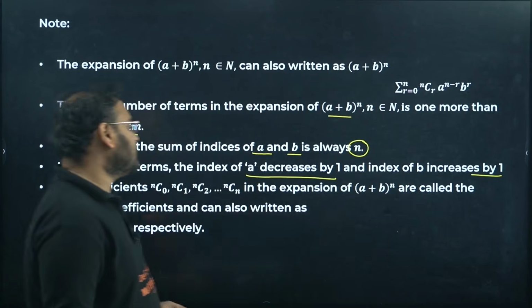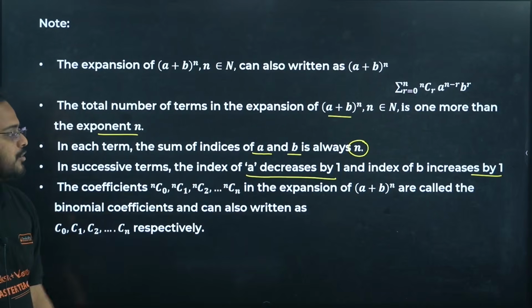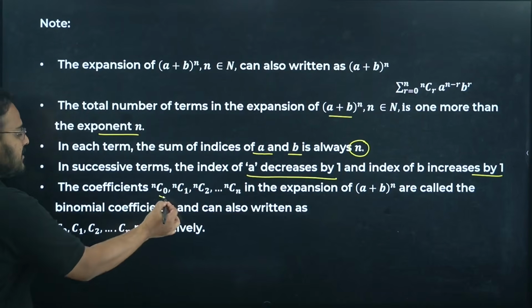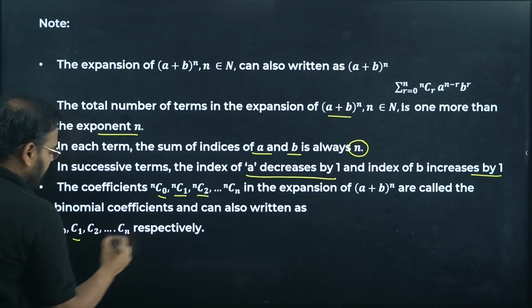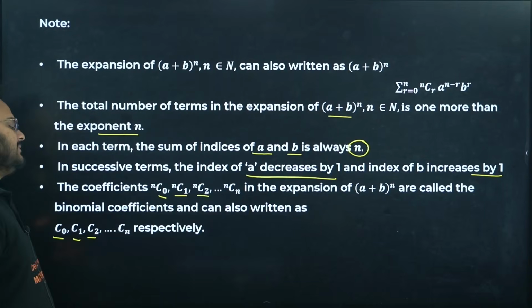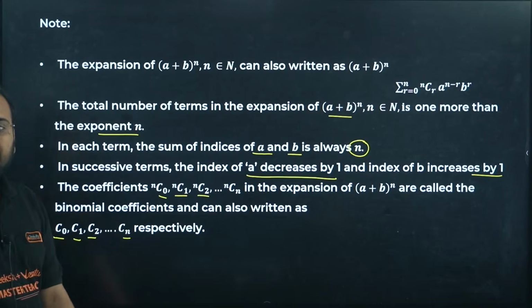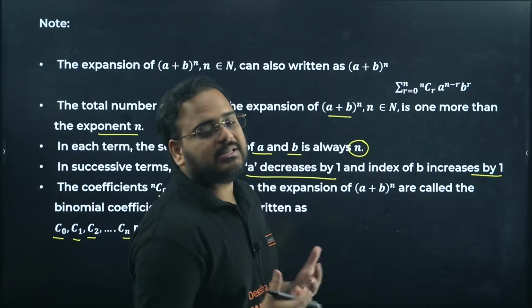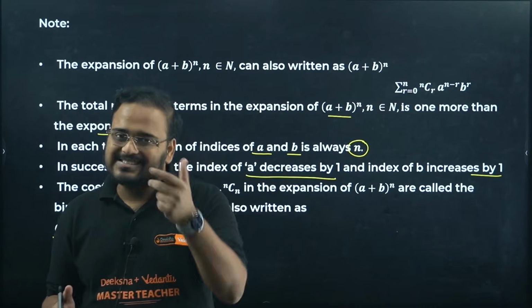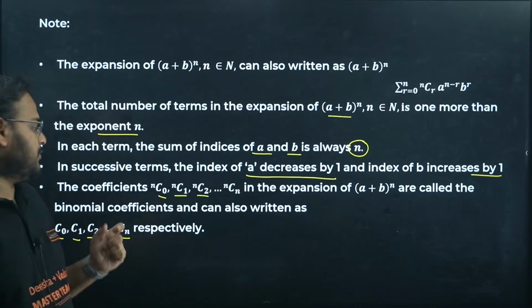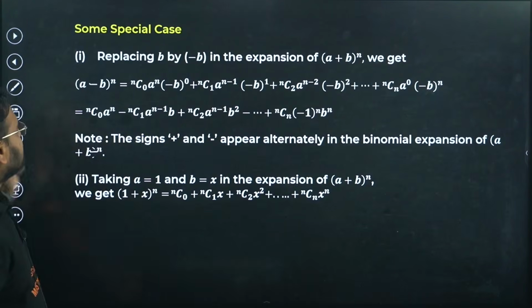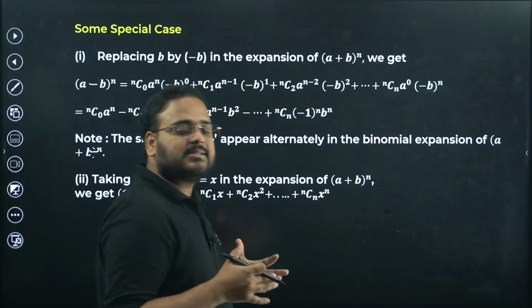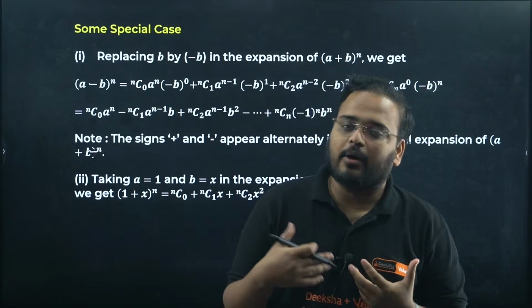Next, the coefficients nC0, nC1, nC2, nCn in the expansion are called binomial coefficients, and can also be written as C0, C1, C2, and so on, Cn. So we don't have to write nC0, nC1 all the time. We can represent nC0 simply as C0. Clear? Okay? Yes. Next, some special cases. The first case is a very important and very commonly used one.